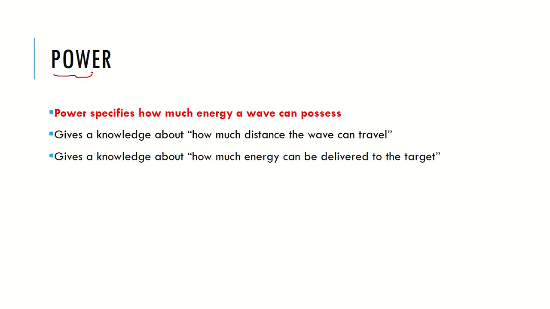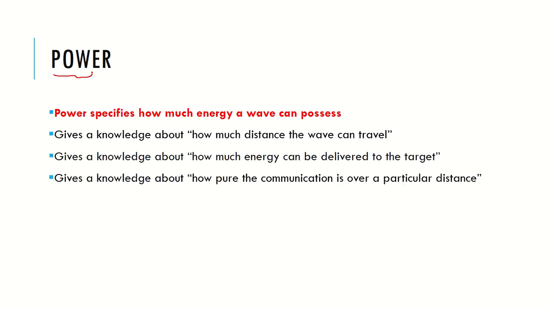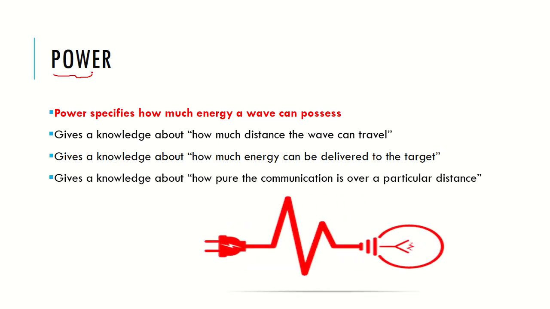Now we'll come to a term called power. What do you usually mean by power? If I say that I can run at a very high speed, I'll say that I have more power. If someone runs a little slower than me, we will say that he has less power. So the term power can mean different things. It can say how much distance a wave can travel, how much energy can be delivered, and how pure, or without distortion, my signal has reached my receiver side. If my signal has reached without distortion, conveyed full energy, and traveled much distance, we can say that my signal is a very, very powerful one.